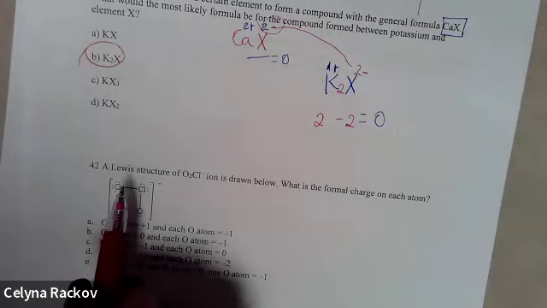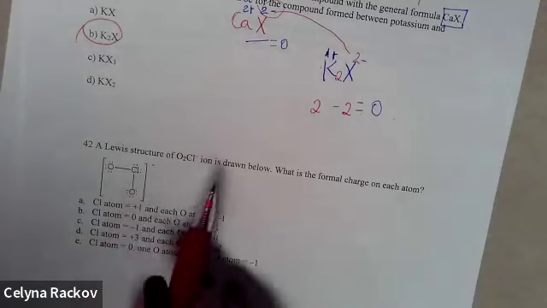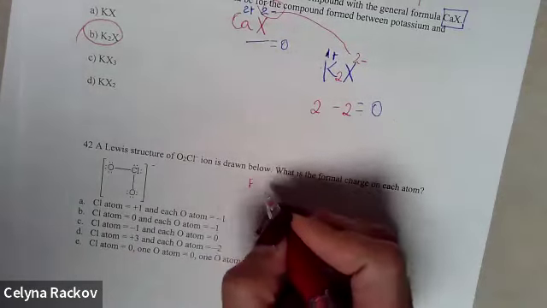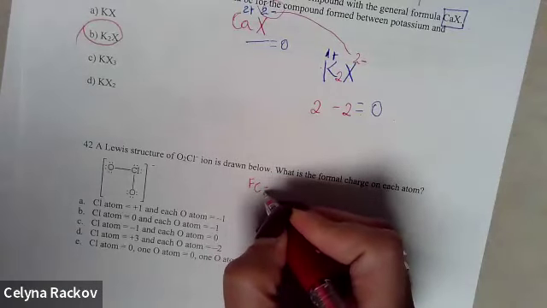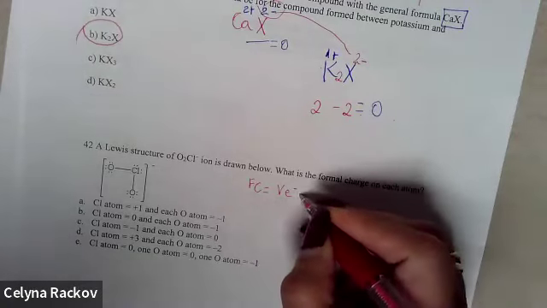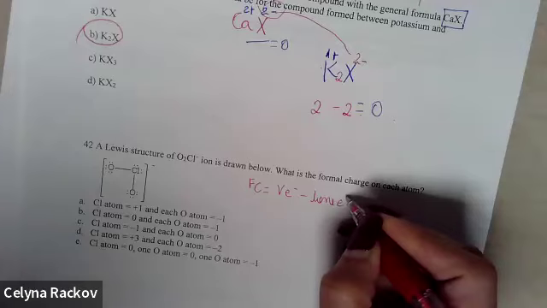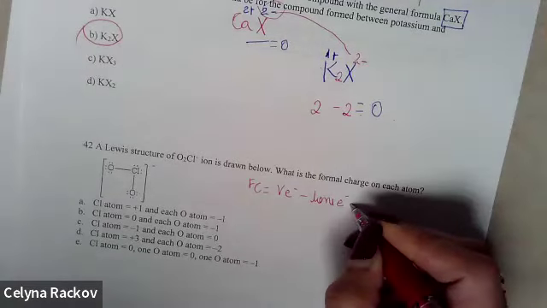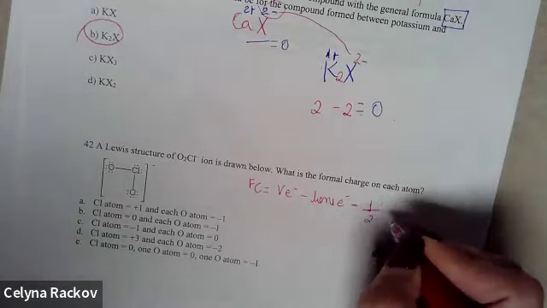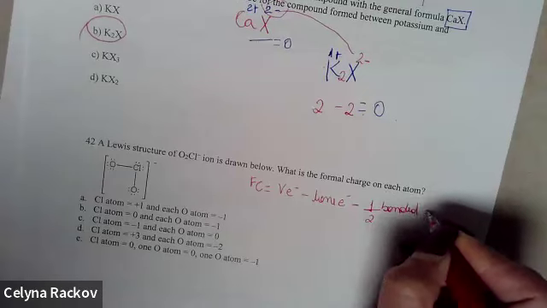Right? Now the next one here. Question about formal charge. What's the formal charge? Formal charge is equal to what? Valence electrons minus lone electrons, minus half of bonded electrons.